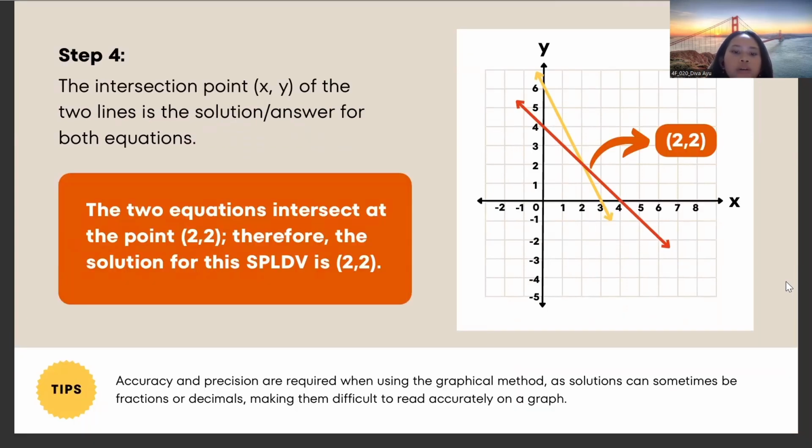Next is the graphical method result. From the graphic, we can see that the two lines intersect at the point (2, 2). Therefore, the solution of this system of linear equations is x equals 2 and y equals 2. One important thing to remember is that the graphical method requires accuracy, because the intersection point may sometimes be a fraction or decimal, making it difficult to read precisely.